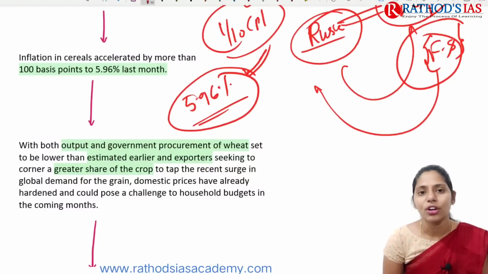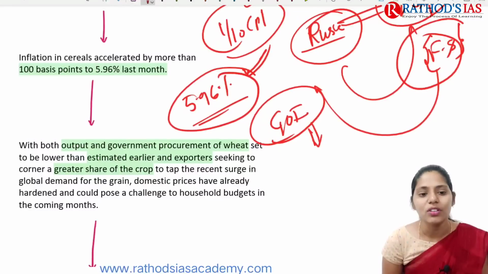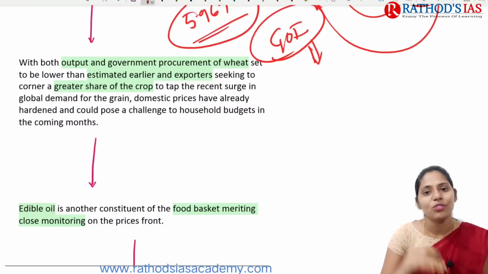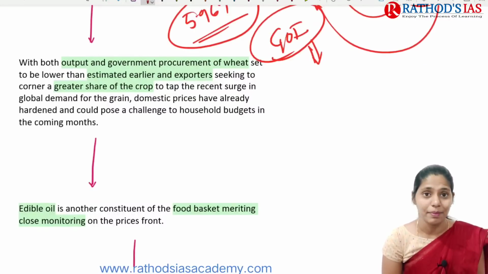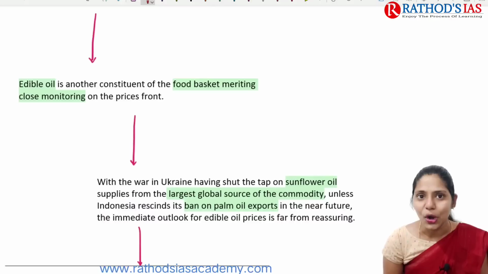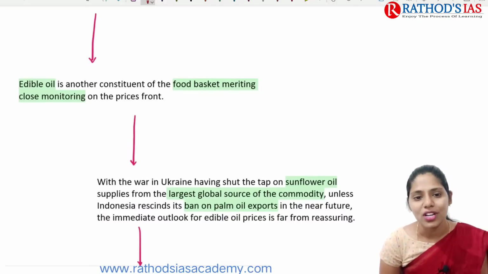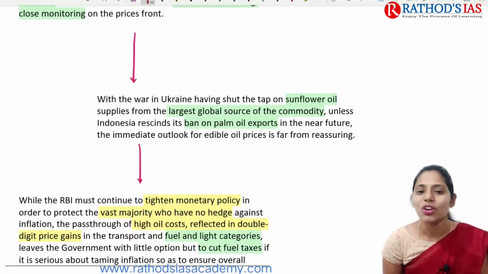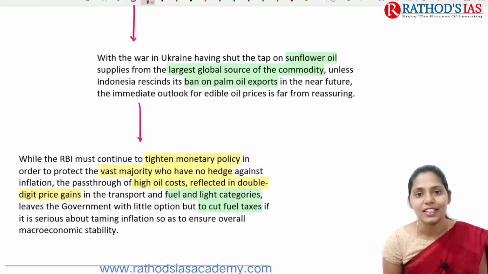And apart from that, the Government of India, GOI, said that we are going to increase our wheat exports as well. Whenever we want to export wheat and decrease the domestic supply, that is the supply in India, it will again have some impact on the prices in India. So this is also one more important cause of concern. If you are talking about edible oil, it is one more important constituent of the food basket, okay, and that is also leading to increasing inflation, because sunflower oil exports from Russia and Ukraine have decreased.